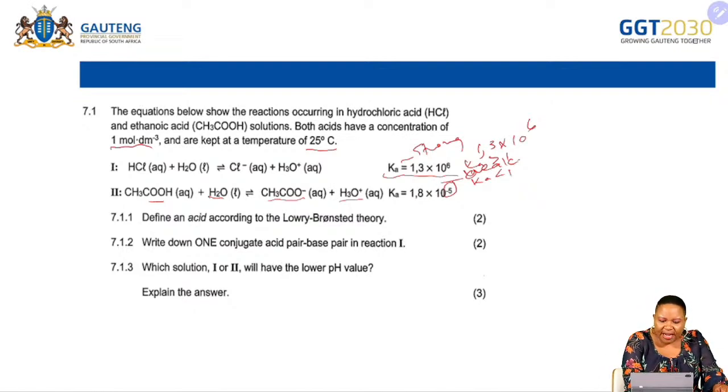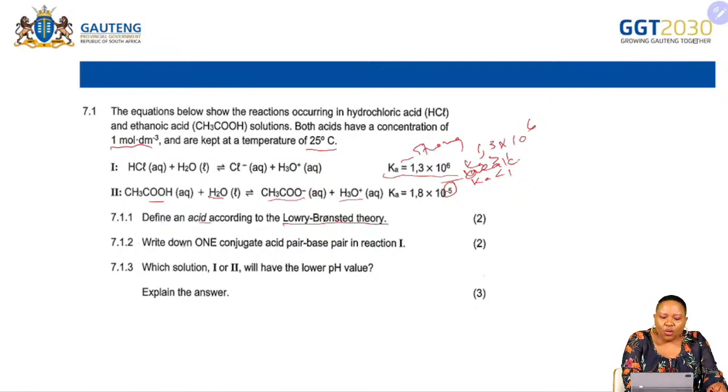Now they say define an acid according to Lowry-Bronsted theory, which is what we need to know by now, without confusing it with Arrhenius, because each definition has its own way of explaining an acid. So if they say Lowry-Bronsted, you need to define an acid according to Lowry-Bronsted.